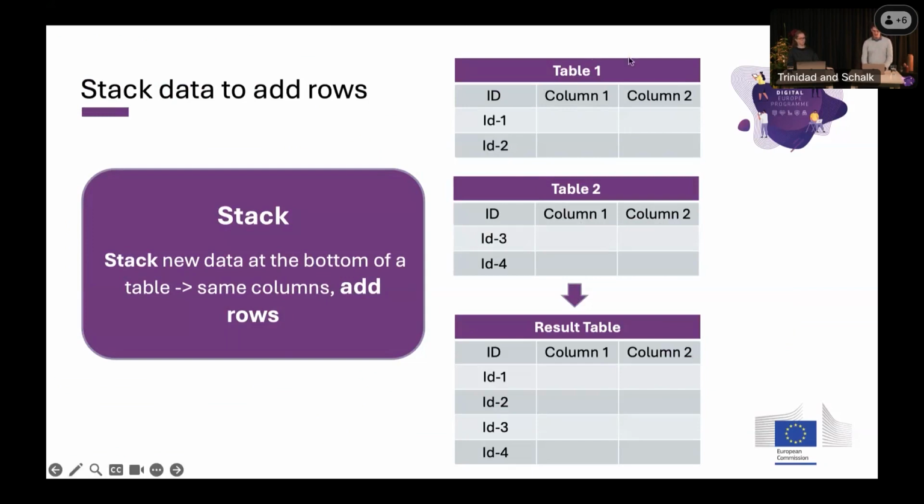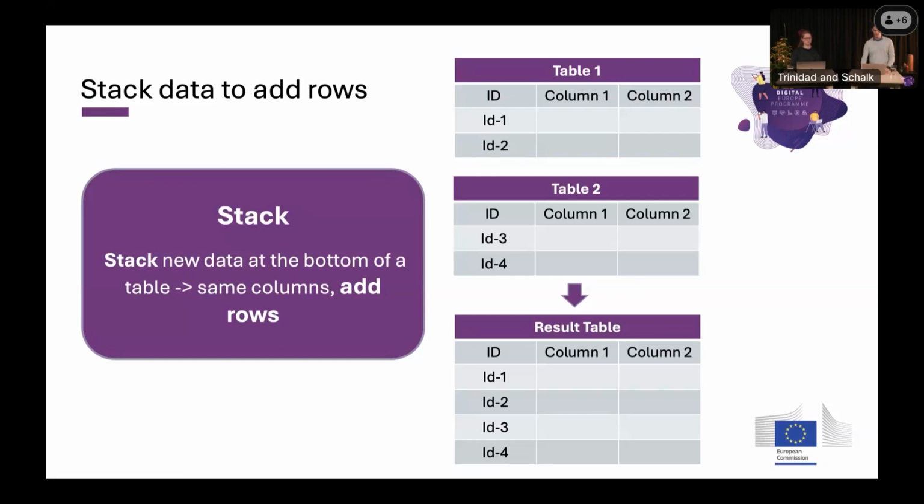What does it mean? If you look at table 1, it has a column for IDs. There's a column 1. It could be something else, but let's say column 1 is the name. And column 2. Table 2 has exactly the same columns. They have a column for ID, a column called column 1, a column called column 2. So for you to stack effectively, you have to have the columns the same, but they can just go on top of each other. So there you can see you have table 1, ID 1, ID 2. Here you have new entries, ID 3, ID 4, let's say from different periods. And now you put them in one table on top of each other and you add more rows. Nice. Right? So this is really the basic concept of what it means to stack.